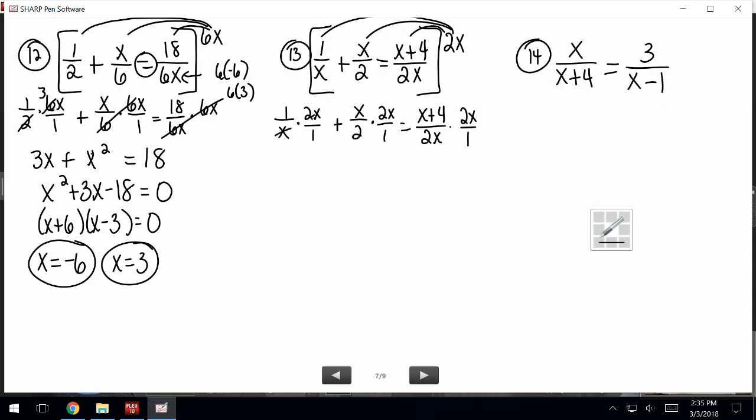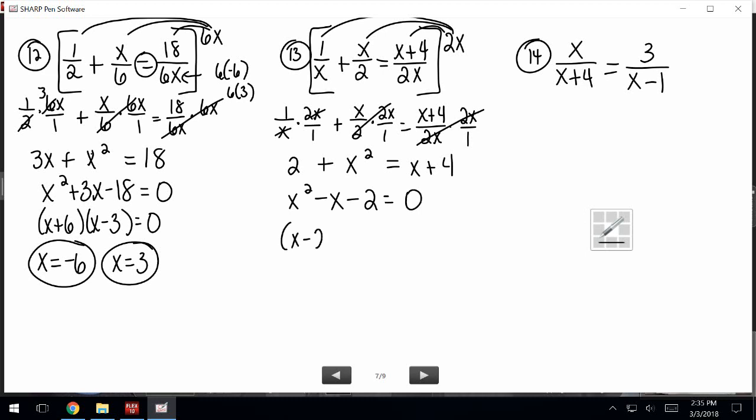All right, the first one, the x's cancel, leaving you with 1 times 2, which is 2 over 1, which is just 2. The second one, the 2's cancel, leaving you with x times x, which is x squared. And the last one, the 2x's cancel, leaving you with x plus 4. All right, so we're going to have the x squared in the front. We're going to subtract the x over. We're going to subtract the 4 over. And 2 minus 4 is negative 2.